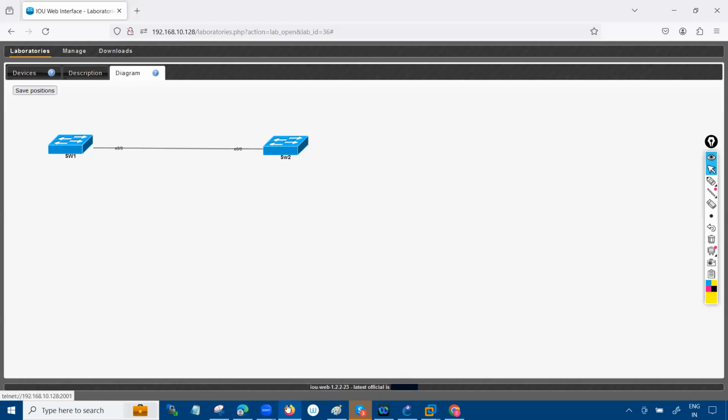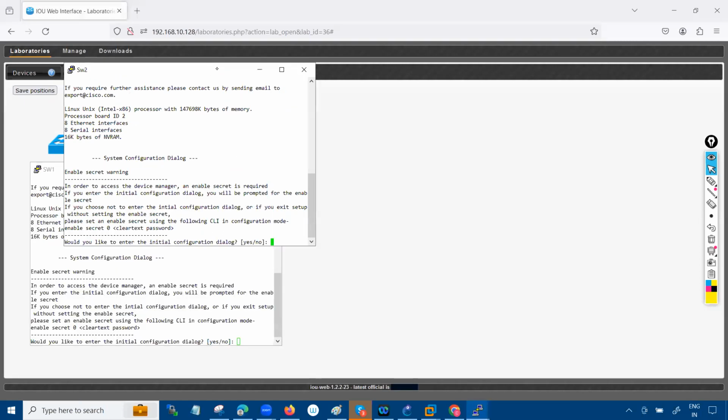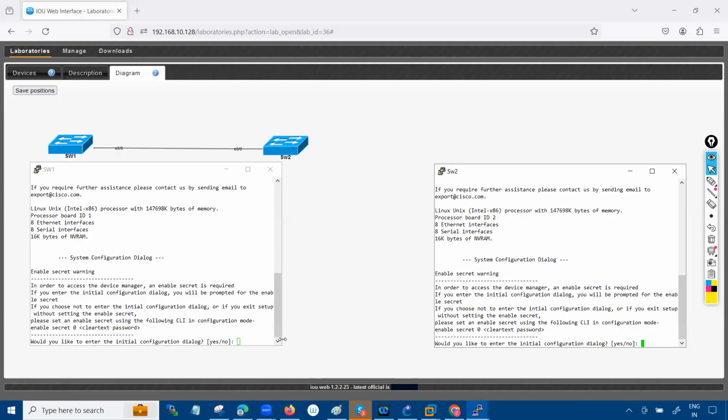So I have switch 1. I have switch 2 as well. So I'm going to enable some debug, right?